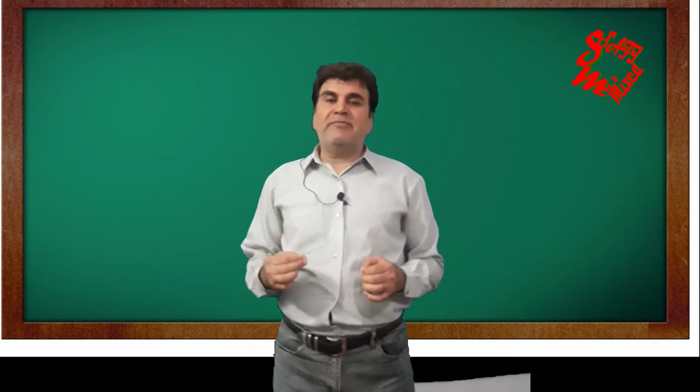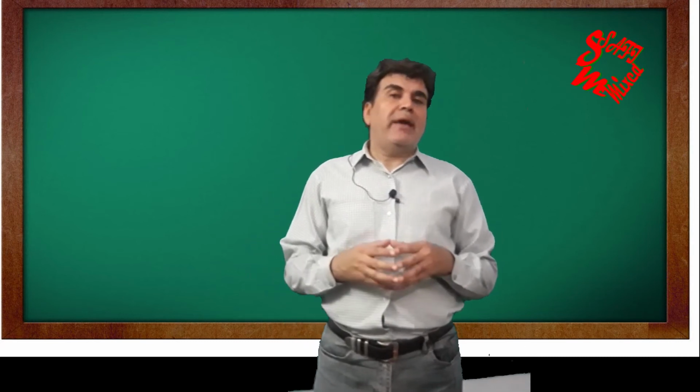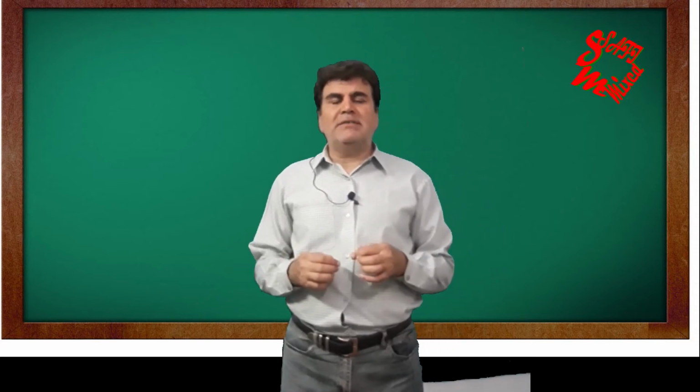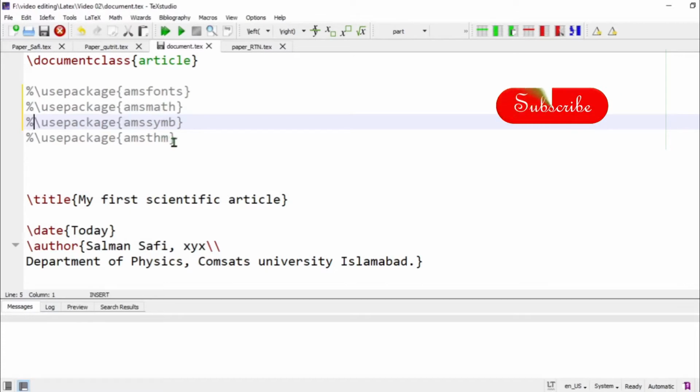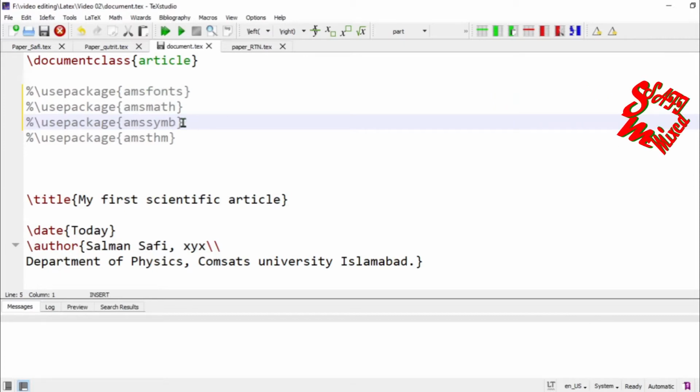So the first thing is to add the required packages, which enables LaTeX to differentiate between text and mathematics. Unfortunately, there is no single package that could serve as a jack of all trades. So instead of a single package, one needs to add 2 to 3 different packages to his document. So these packages are amsfonts, amsmath, amssymb, amsthm, meaning theorem, where the acronym AMS stands for American Mathematical Society.